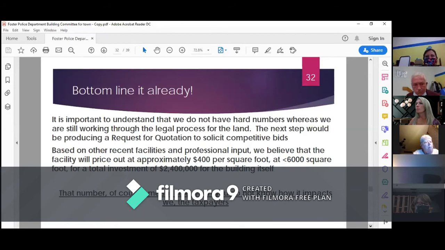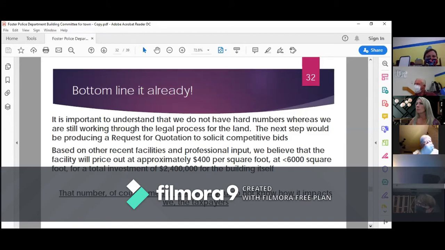So, based on the facilities, professional input, all that, we believe we're going to be about $400 a square foot. Put it in perspective, West Boylston did one a couple of years ago. Very similar type of town. They built about 12,000 square foot, about 11,700, somewhere in that ballpark.